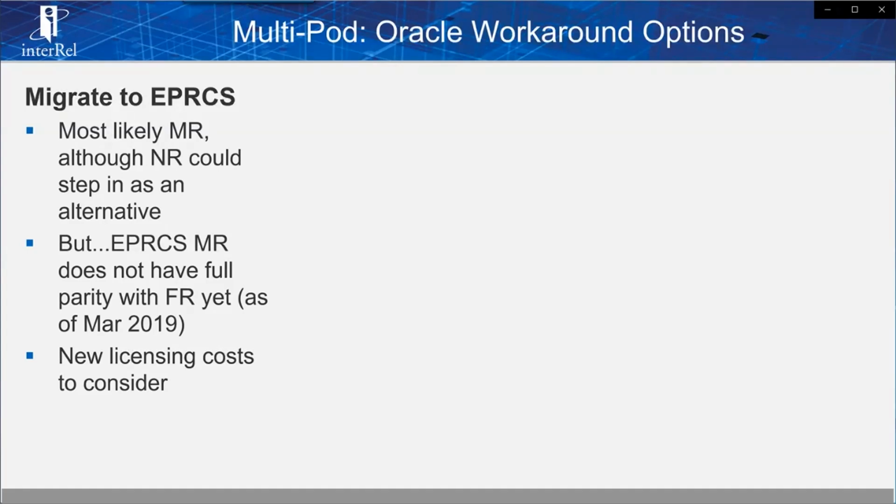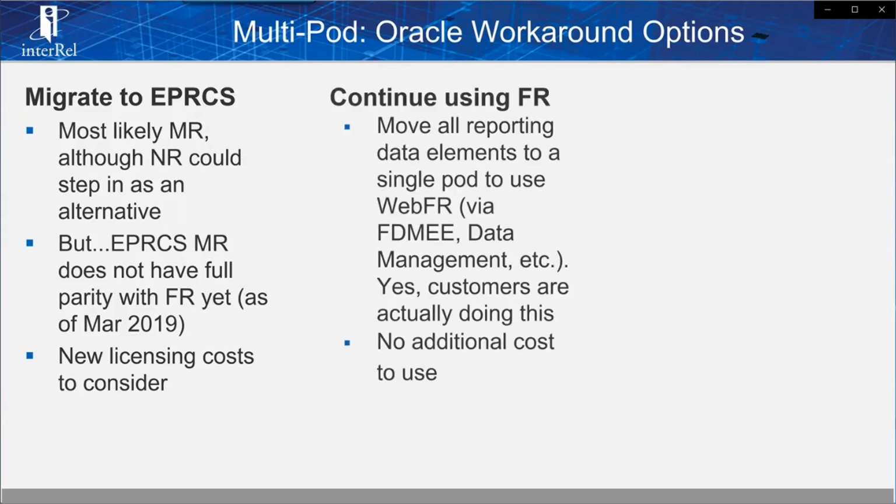In addition, if you decide to migrate to EPRCS, which is a good choice in general since that's the future direction of reporting for Oracle EPM, the other thing you have to consider is that now there are new licensing costs. So in the on-prem world and even in the cloud world, FR comes out of the box with the technology that it's wrapped with, and it is not at any additional cost to you. But when you move to EPRCS, you have a suite of products at your beck and call, and so of course there's a licensing cost attached to that. It's actually a value-priced tool, but that could be expensive if it was a budget item that you weren't considering. The next option for multi-pod environments is to continue using FR.